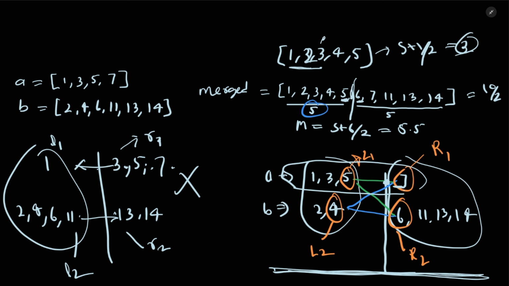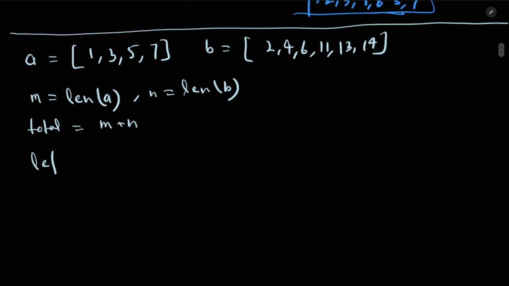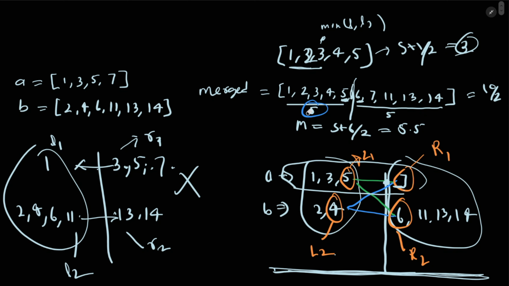Whenever I need to get the median, I will take the max from the left side, L1 and L2, and this will give me the median in case of odd. That's why I'm going to do total plus 1 here to get the left side element. Okay, I hope that makes sense. So to get the left side element total, it will be total plus 1 divided by 2, floor division, and this will give me the elements on the left side. Now I have the element count on the left side.